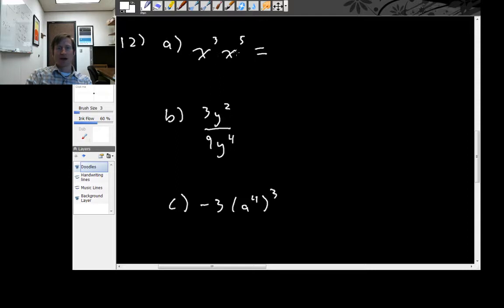So the first way, x to the third is actually x times x times x. And then x to the fifth, that's x times x times x times x times x.